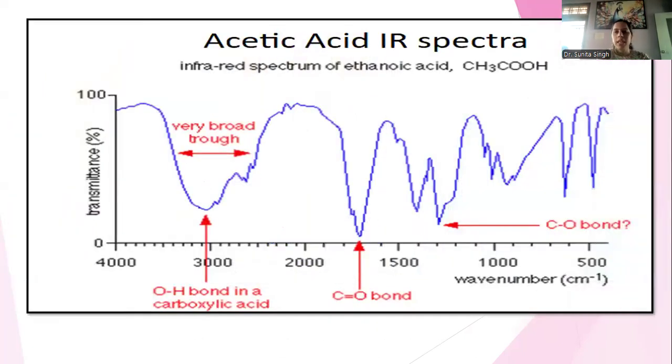This is the acetic acid IR spectrum, where we can see the OH bond in a carboxylic acid has a different frequency. The CO bond is also present. C double bond O as well as CO bond is there. So these wave numbers also depict the different bonds present in that compound.